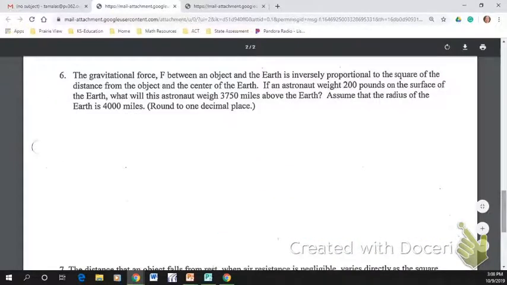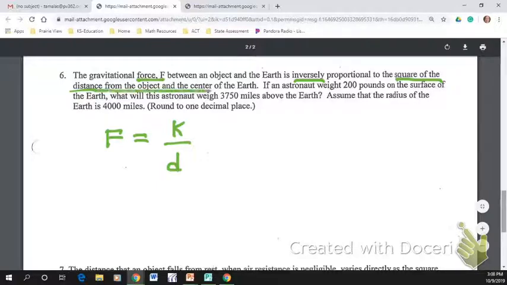All right, so here you've got an outer space problem. The gravitational force between an object and the Earth is inversely proportional to the square of the distance from the object to the center of the Earth. So my force F varies inversely with the distance from the object to the center of the Earth.